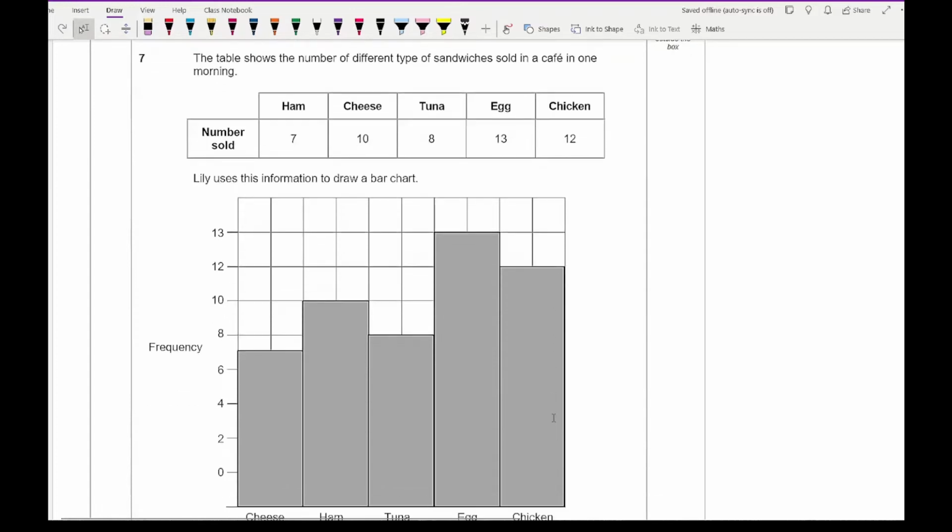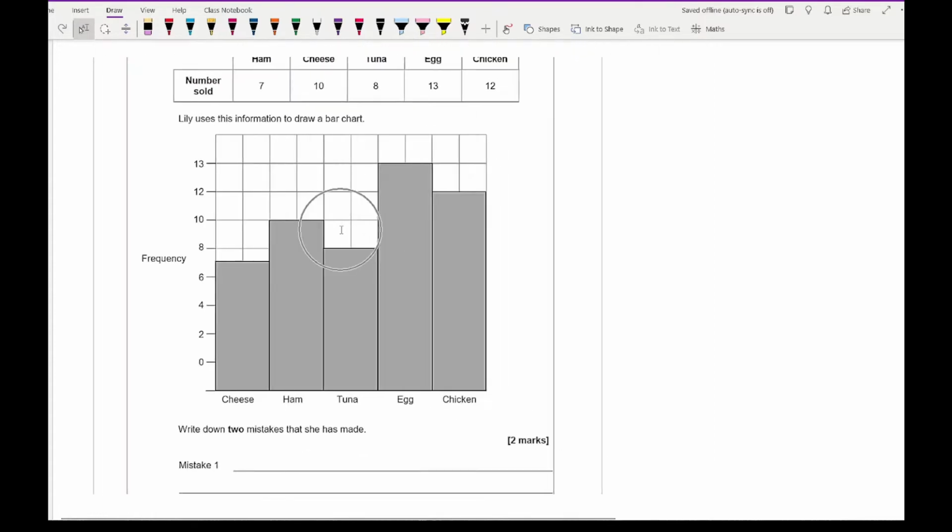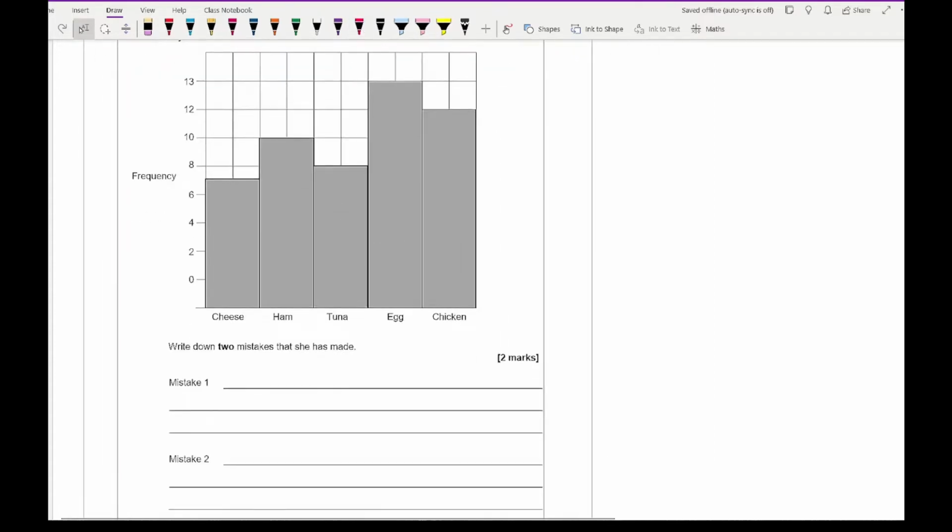Then moving on to question 7, it says the table shows number of different types of sandwiches sold in a cafe in one morning. Lily uses the information to draw a bar chart, and we need to give 2 criticisms or 2 mistakes that Lily has made. Well, the first mistake is that because we've got worded data along the x-axis, we need to have gaps in the bar. So there's no gaps between each bar. And the other mistake, well, you always want to check to make sure that the heights of the bars are the same and correct to the data that's given to you in the table, which it is.